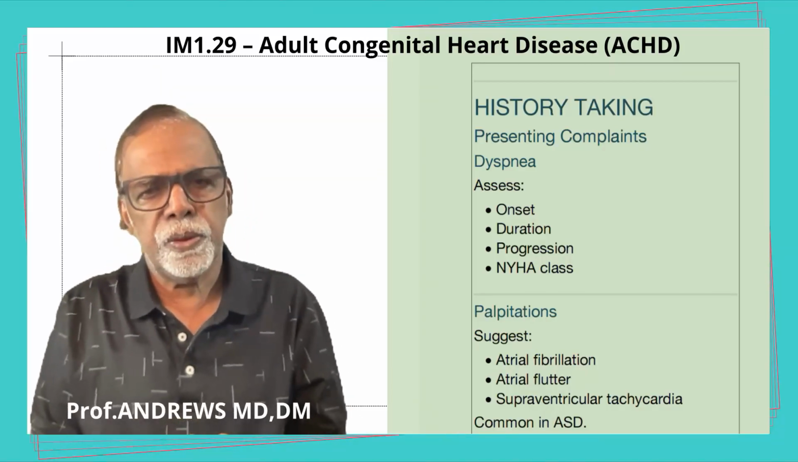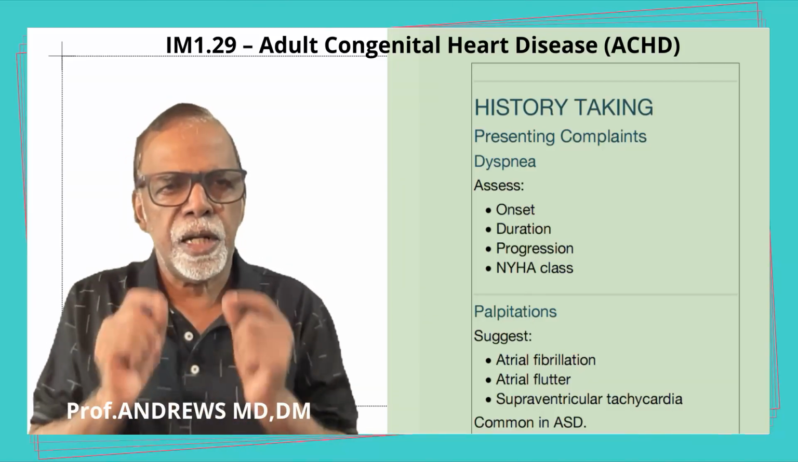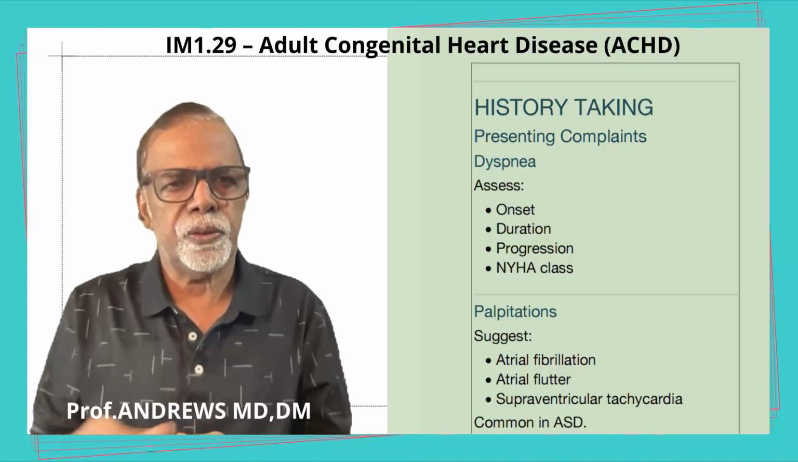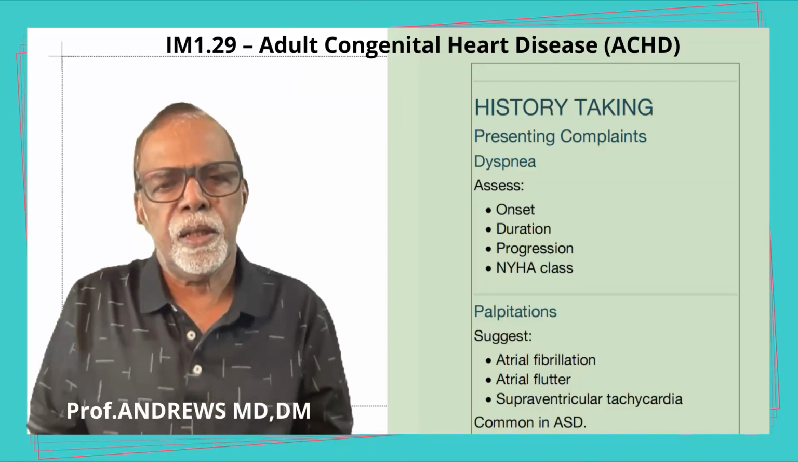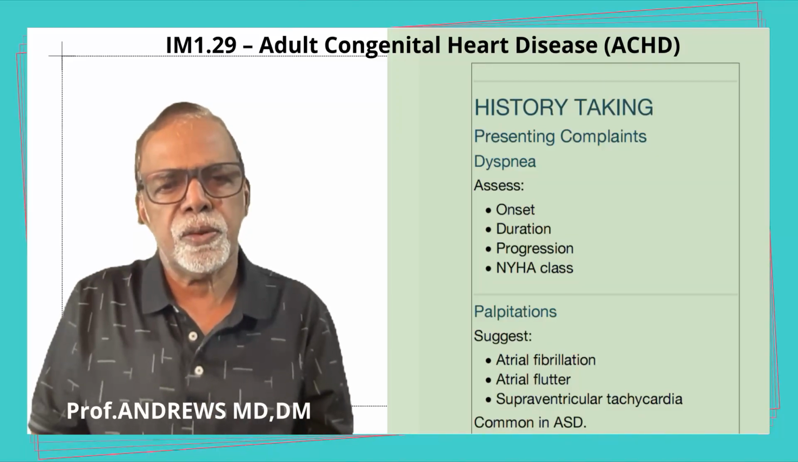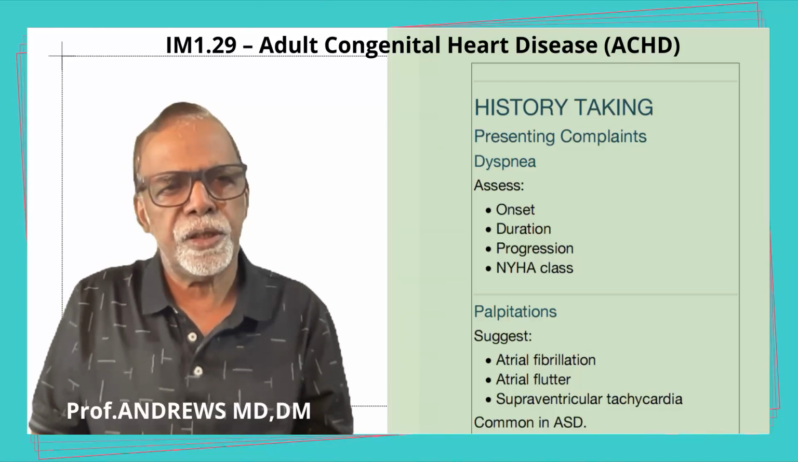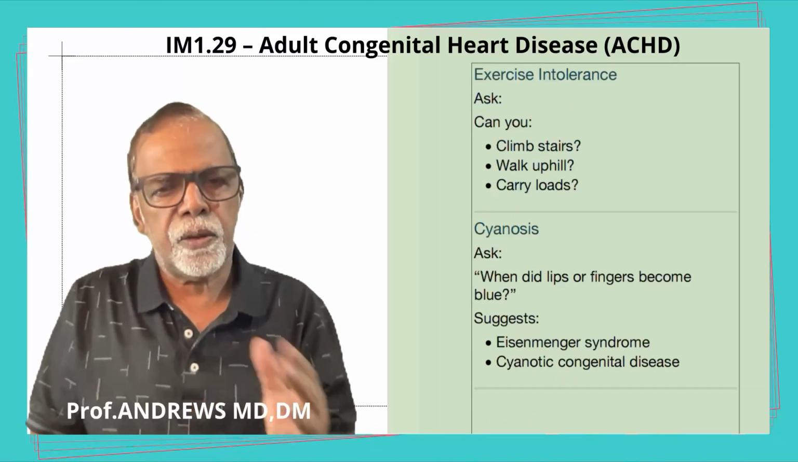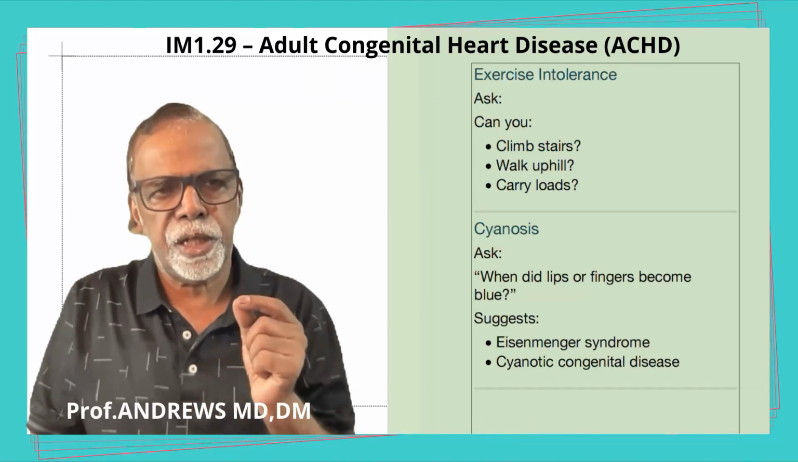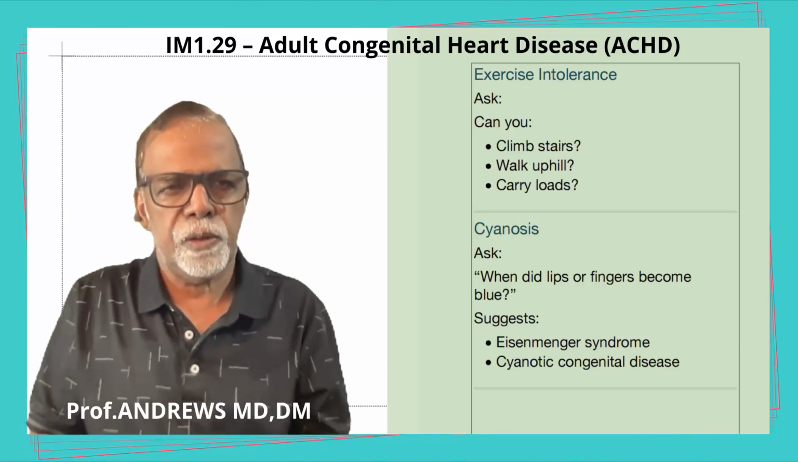So now we look into taking the history. In the presenting complaint, just like the cardinal cardiac symptoms, you have to look for dyspnea. You have to assess, just like in any case, the NYHA class also. Presence of palpitation suggests atrial fibrillation, development of atrial flutter, and also supraventricular tachycardias. These are common in atrial septal defect. Remember, atrial septal defect predisposes to development of atrial fibrillation.